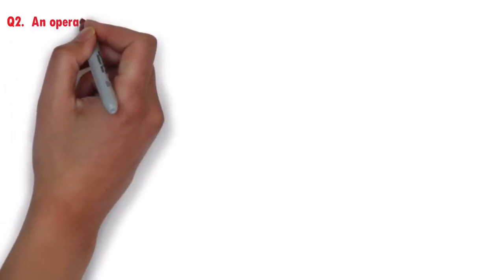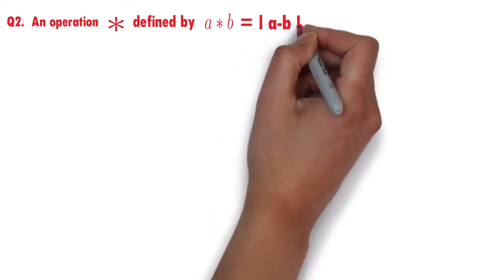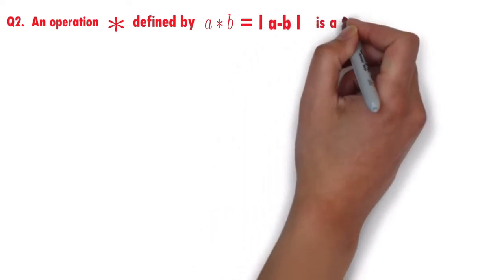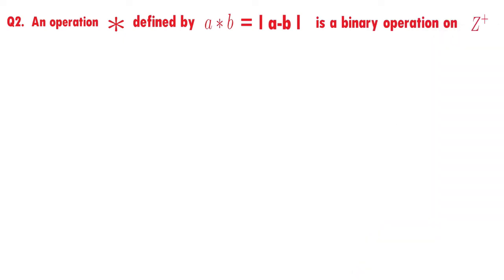Question number 2 in binary operations chapter. An operation star defined by a star b equals modulus of a minus b is a binary operation on set of all positive integers? We need to check this.